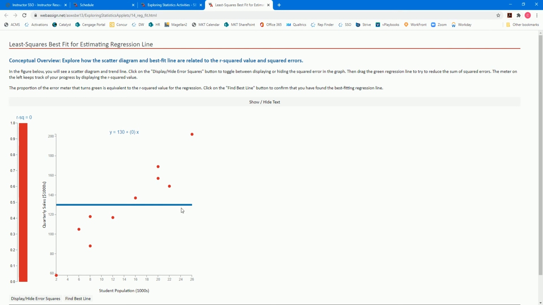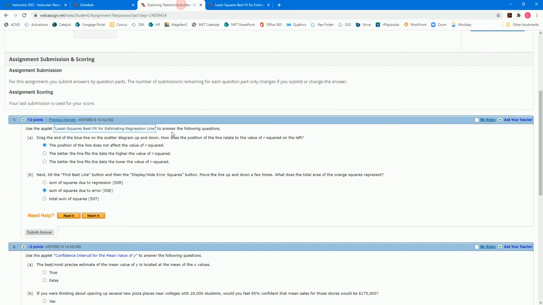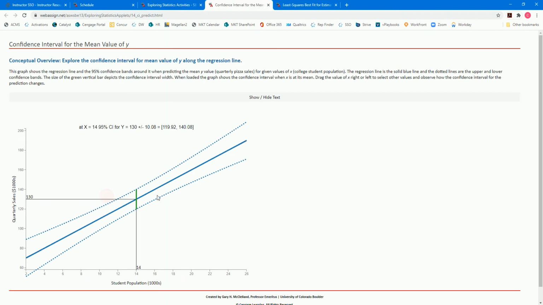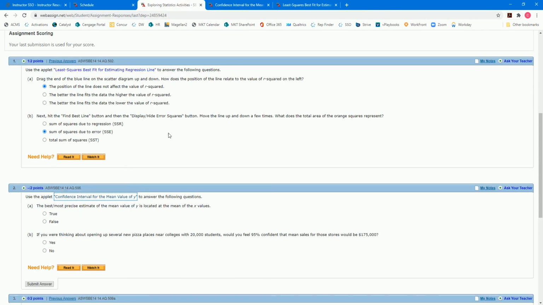For example, estimating a regression line. Another example is a confidence interval. By getting students to manipulate and explore these tools, students can start to get a better understanding of these important topics and how they relate to each other in every chapter.